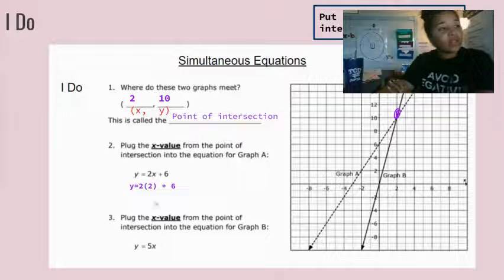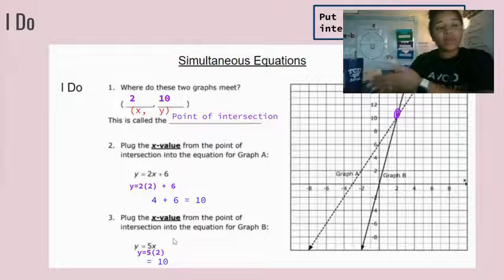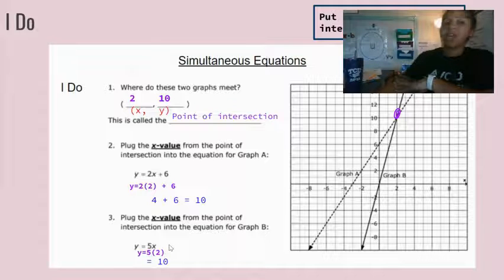Anytime we plug in 2 here for x, we know that 2 times 2 is 4, and then 4 plus 6 equals 10. Same thing for this one. If we plug in 2 here for x, 5 times 2 is 10. So that's how we know this is a point of intersection.